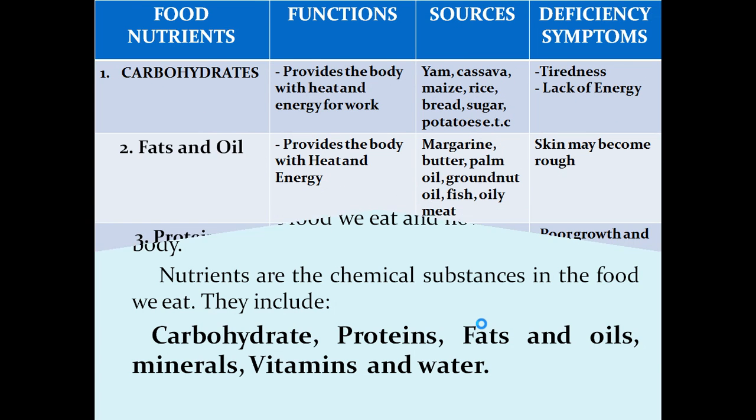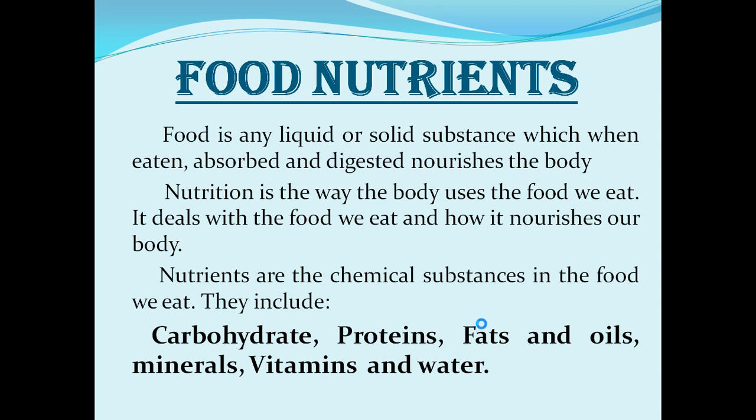So that is nutrient. That's the definition of nutrient. So now we say food nutrients are the chemical substances present in our food, or the chemical substances in the food we eat. That is that.